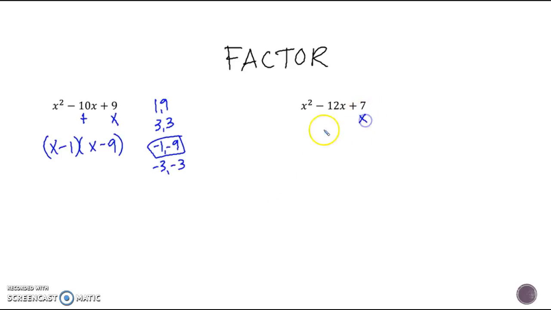Same thing over here. I want to multiply to 7, add to negative 12. So I've got 1 and 7, negative 1, negative 7, and that's it. 1 and 7 is 8, negative 1, negative 7 is negative 8. So that just means that this is not factorable. There are no factors of 7 that will get us to negative 12.